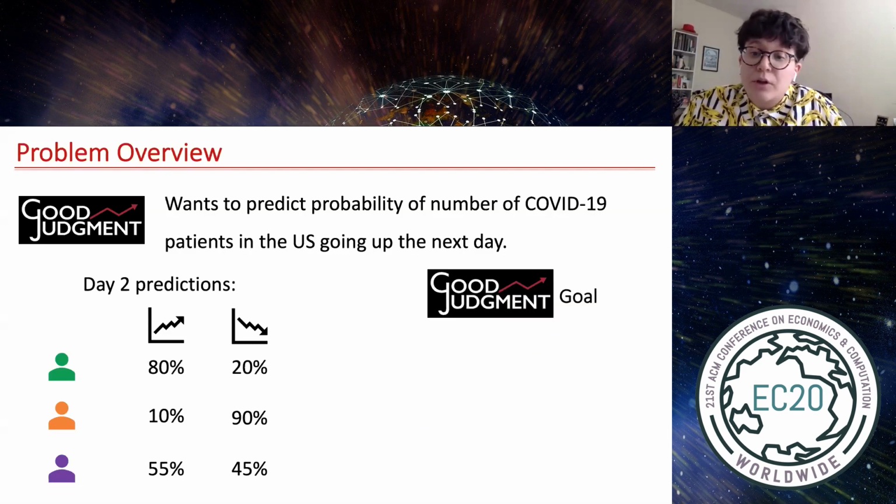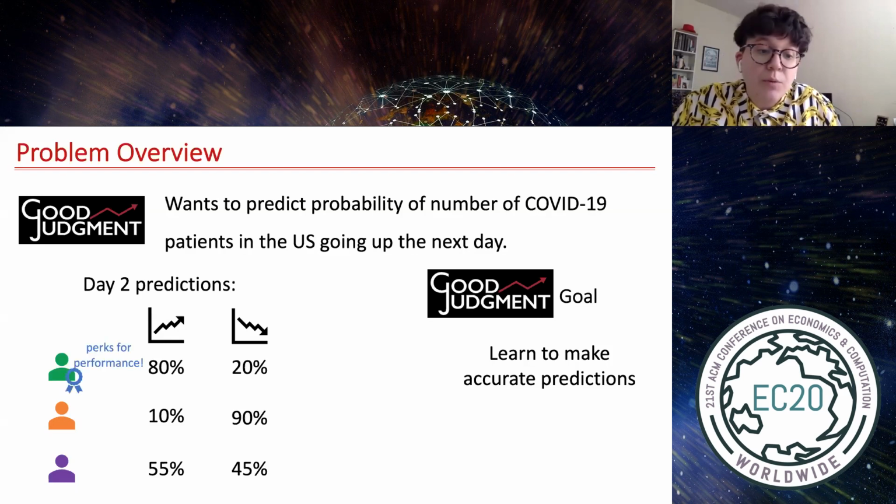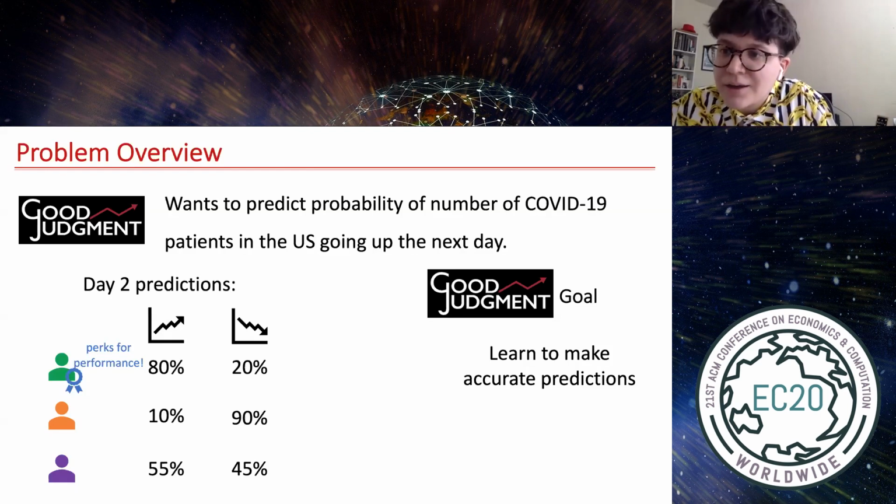Now, the learner's goal, Good Judgment's goal, is to learn how to make accurate predictions. And in order to motivate the forecasters to put their best effort and try to give as accurate predictions as possible, they reward the forecasters with special perks for their performance. And to be concrete, in the Good Judgment Project, the top 2% of the most accurate forecasters are given the super forecaster credit, and they have extra perks because of that.